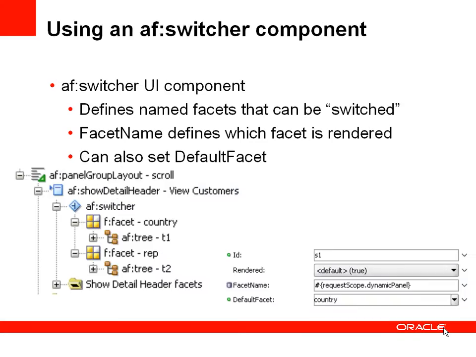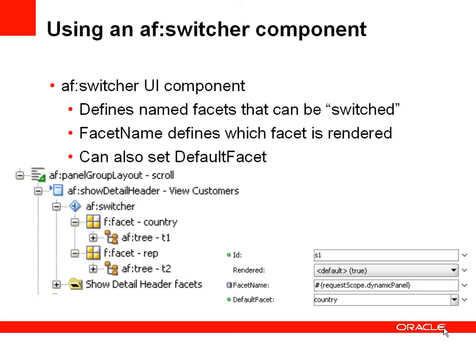So how do we do this? Well, we can use an ADF Faces component called the AF Switcher component. This is a UI component that defines a number of named areas called facets. Each of these facets can be switched, which means it's rendered. The component uses the property facet name to decide which facet should be rendered.